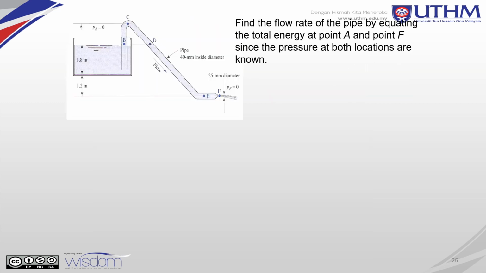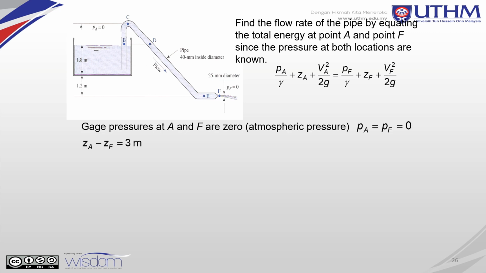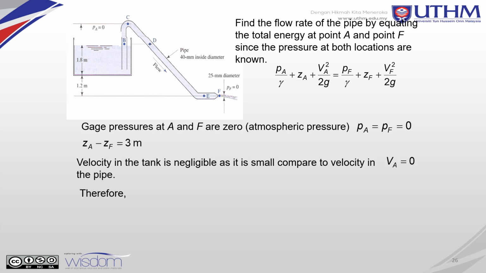Okay, first step, find the flow rate of the pipe by equating the total energy at point A, at the water level here, and point F.